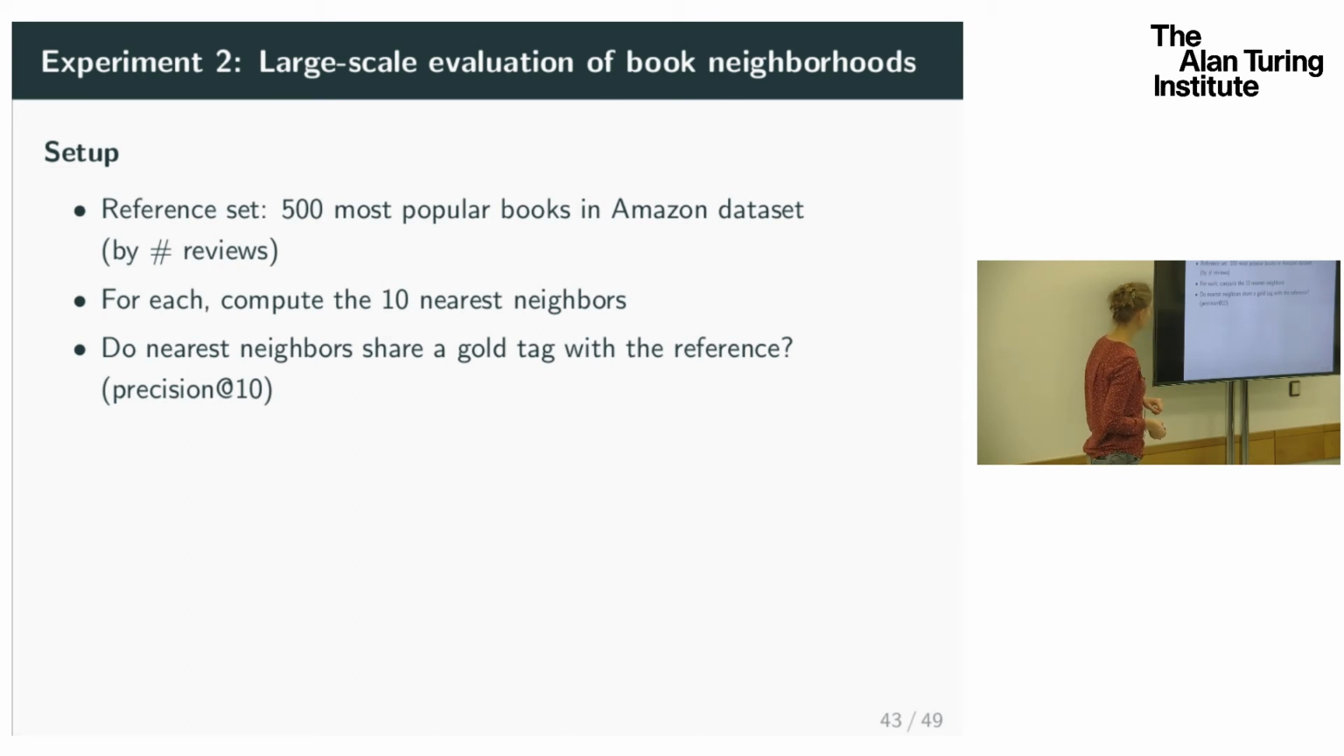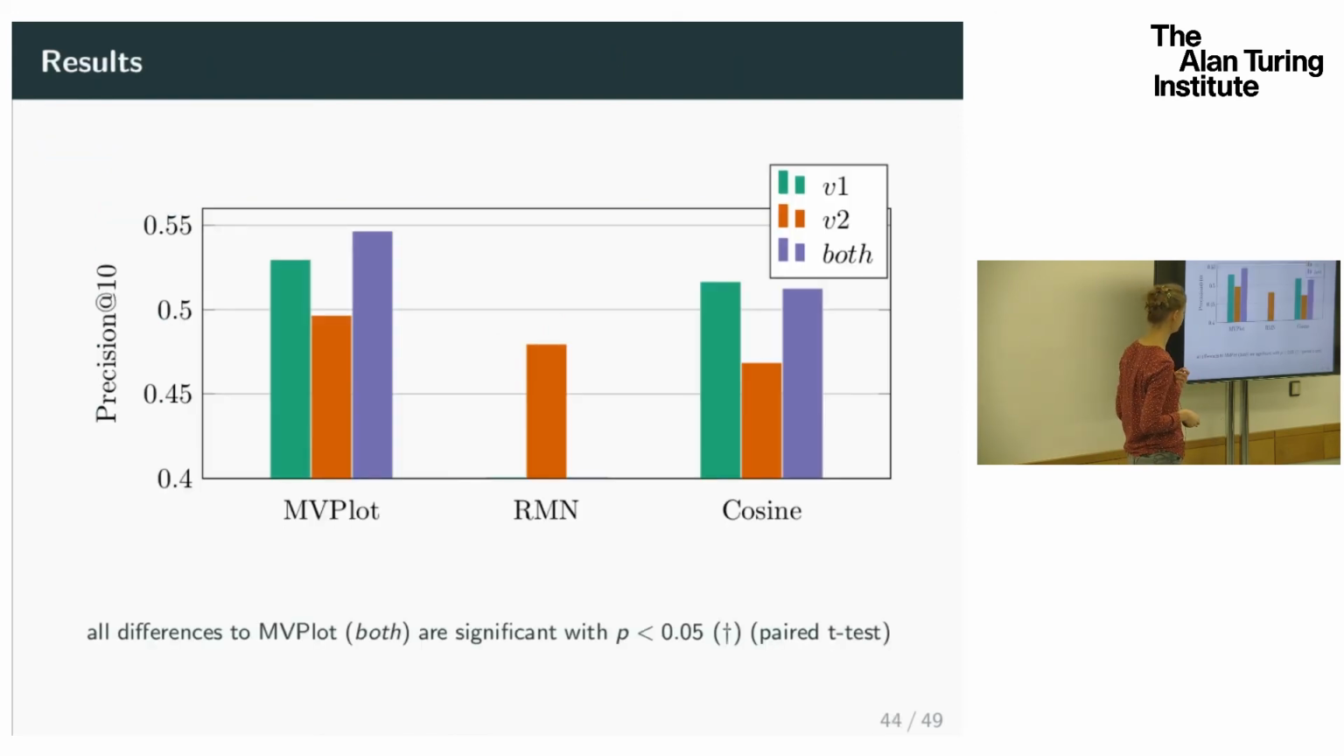We do this whole experiment in a k-nearest neighbor framework. We select 500 reference books whose 10 nearest neighbors in model space we look at, and then we look for each of those 10 nearest neighbors whether they share any tag from the Amazon catalog with the reference book. And we report our results as precision at rank 10. So how many out of those 10 nearest neighbors actually share a tag with the reference.